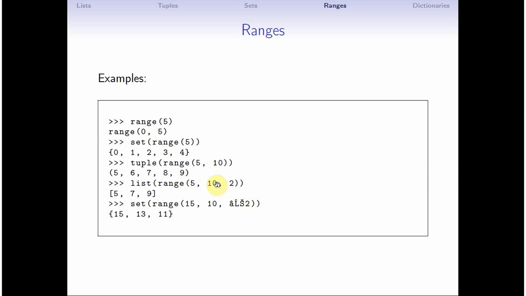For this one, I think there's an error here. This should be minus. I don't know why there's an error here, but this one should be minus. So set range 15, 10. You see how the numbers are reversed, because here we go in reverse jumps: 15, 13, 11, then stop at 10.